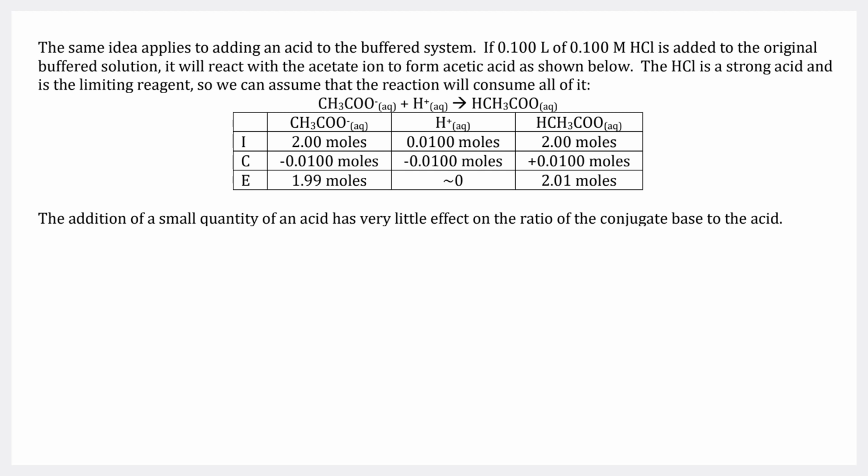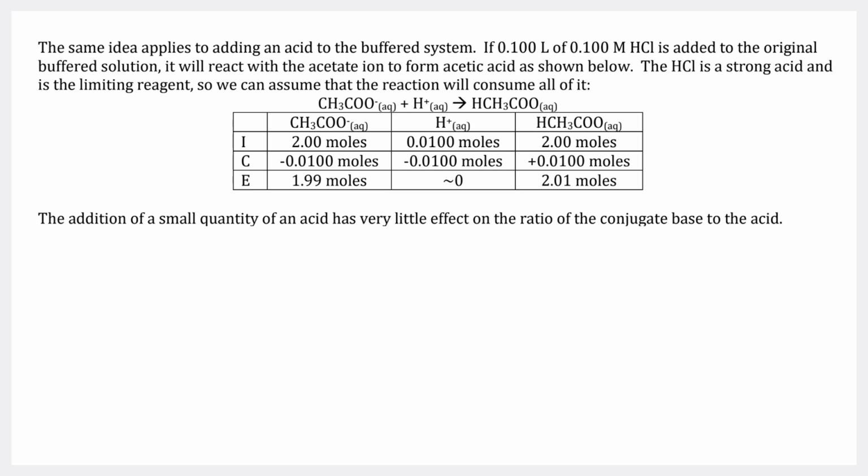The same idea applies to adding an acid to a buffer solution. If 0.100 liters of 0.100 molar HCl is added to the original solution, it will react with the acetate ion and form acetic acid, as shown below. HCl is considered strong and is the limiting reagent, so we can assume that the reaction will consume all of it, similar to before.